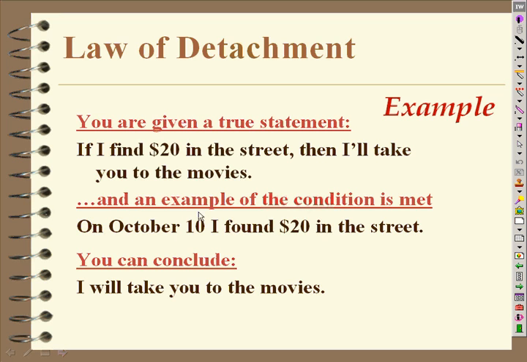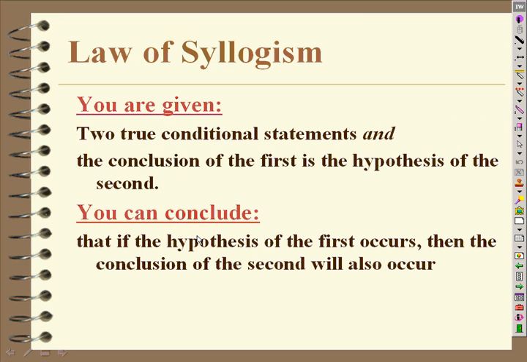So say on October 10th, I find $20 in the street. Logic would tell us, I'm going to go take you to the movies. That is what we call law of detachment. Law of syllogism is more of a connecting of statements, a series of statements. If you have two or more conditional statements and the conclusion of the first statement is the hypothesis or beginning of the second, then you can put them together with the beginning of the first statement to go to the end of the second statement.